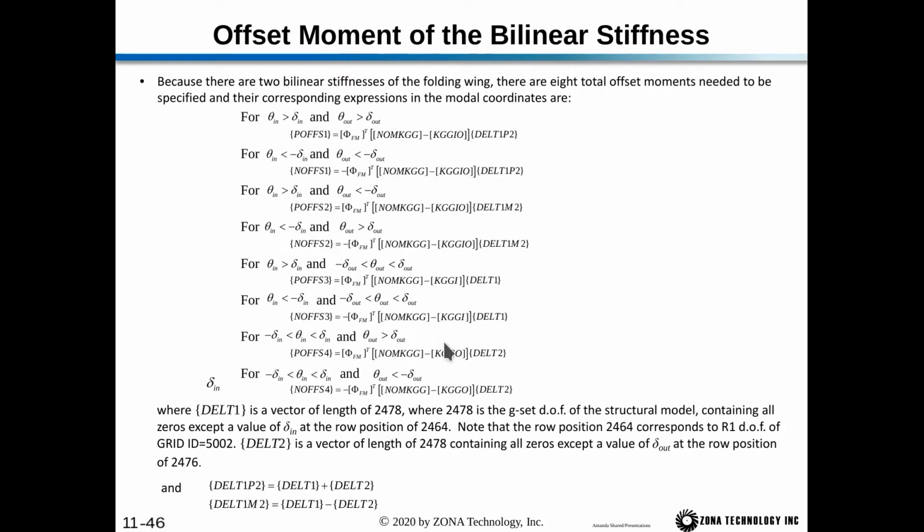is specified here. Now delta 1 is a vector of length 2478, where 2478 is the G-set degrees of freedom of the structure model containing all zeros except a value of delta in at row position 2464. So this row position 2464 corresponds to the rotation 1 degree of freedom of grid 5002. Delta 2 is similar to delta 1 except it's for the delta out row position. And then delta 1 P2 is delta 1 plus delta 2, and delta 1 M2 is delta 1 minus delta 2.